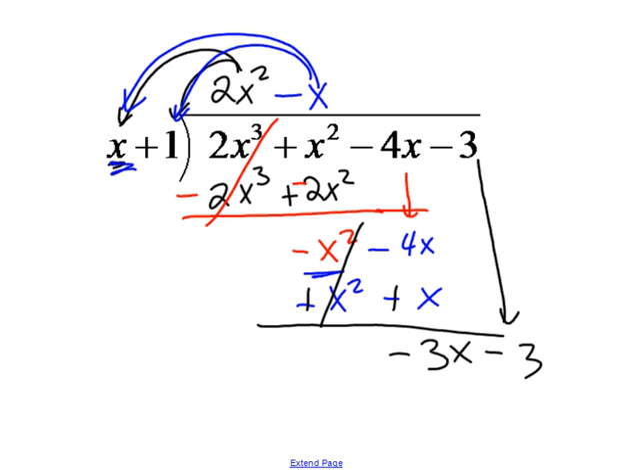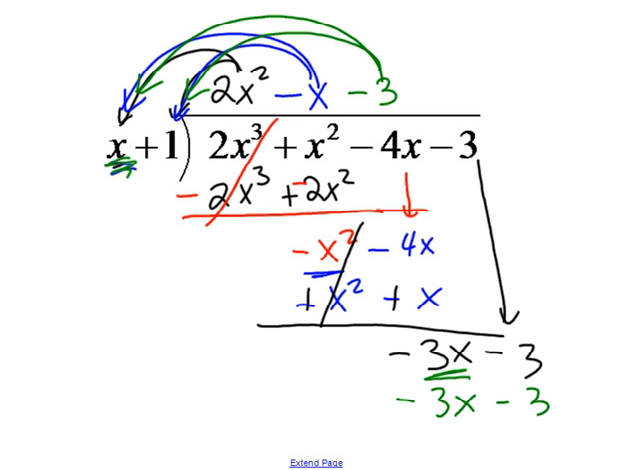Pull down that last minus 3. Ask yourself, what do I multiply x by to get negative 3x? Your answer is 3. Multiply that through. Negative 3x minus 3. Last thing we do is subtract, which turns that to a plus, and that to a plus, which gives us a remainder of 0. So x plus 1 times 2x squared minus x minus 3 will give us this cubic polynomial.